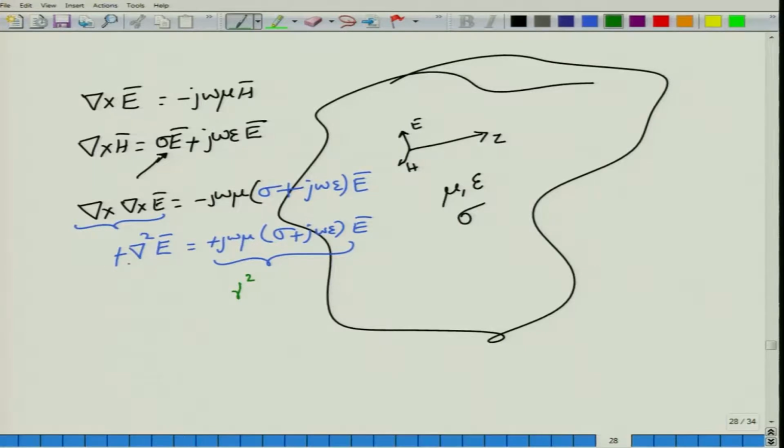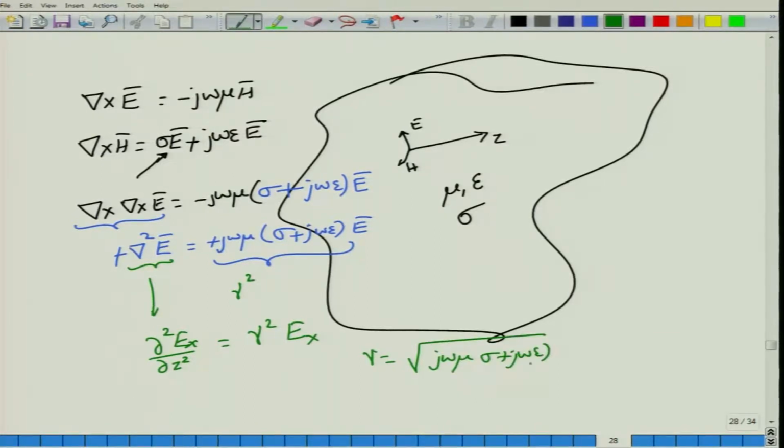We can reduce this del square E into del square Ex by del z square, assuming that the wave is propagating along the z axis and z axis alone and has a component of the electric field as only the Ex component, and the right hand side will be gamma square times Ex, where this gamma is given by square root of j omega mu into sigma plus j omega epsilon. And of course, gamma will be equal to alpha plus j beta. You can derive the expressions for alpha, you can derive the expressions for beta. I will not really do that one here, but one case is actually very interesting.